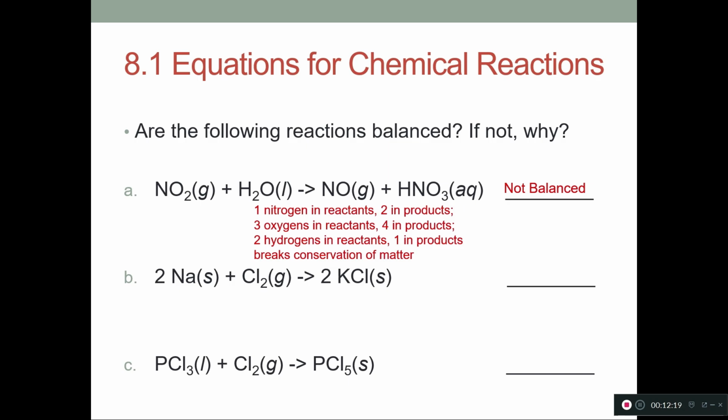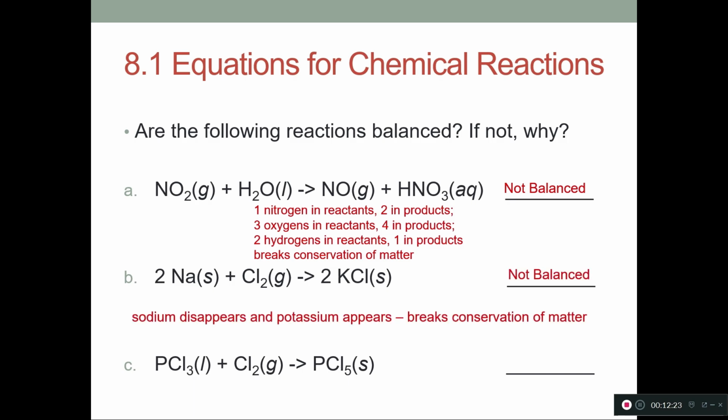So this would break the conservation of matter. For the second one, we see that the sodium disappears and the potassium appears. So we have a sodium in the reactants but none in the products, and a potassium in the products but none in the reactants. So again, this would break the conservation of matter. And this third one here, this one would actually be balanced. We see that there are 5 chlorines in the reactants, 5 in the products, 1 phosphorus in the reactants, 1 in the products.